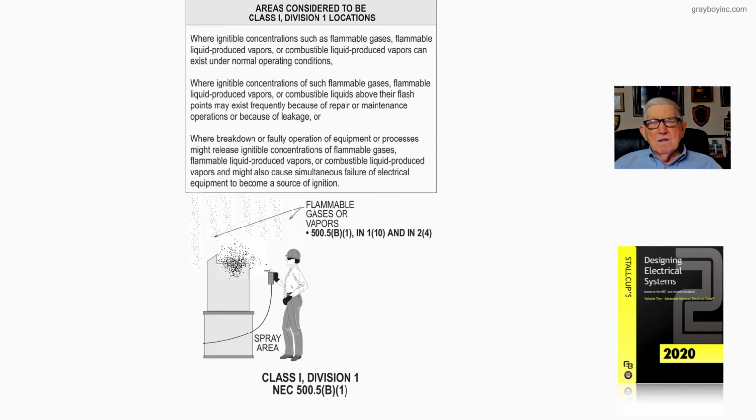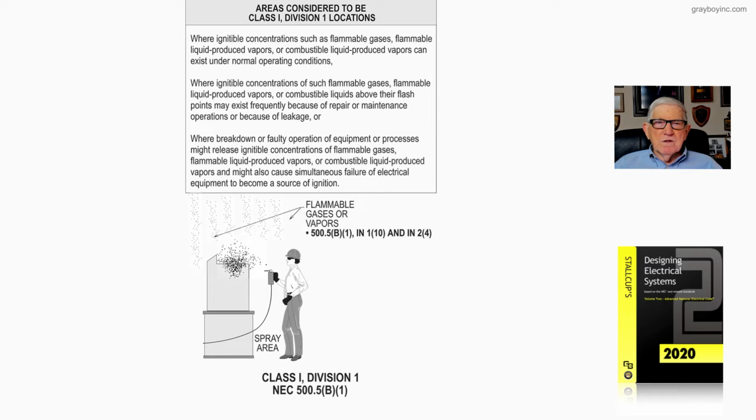Now notice in the first group of information that we have here, we have that the vapor exists under the normal operating conditions. So that's where the gas and vapor is present the entire time that the equipment is operating. And then secondly, it exists frequently because of repair or maintenance, operation or leakage, and things of that sort, where we could get enough vapor to mix with the air to be in an explosive range.